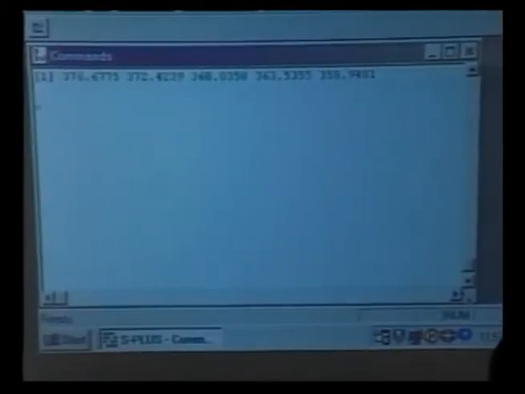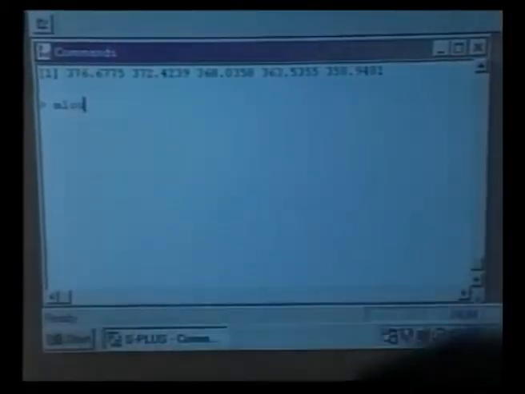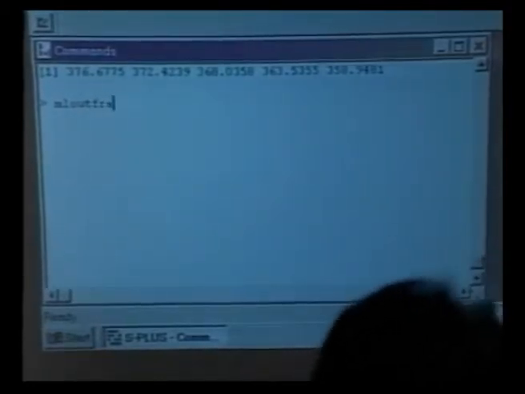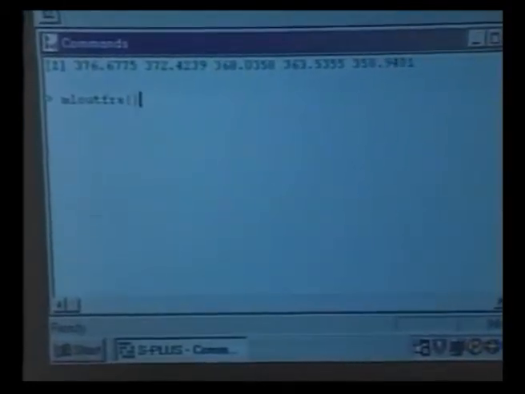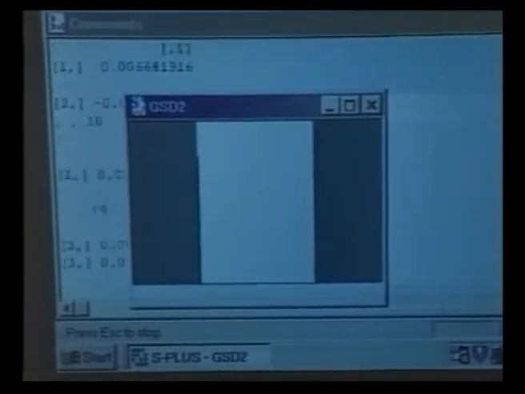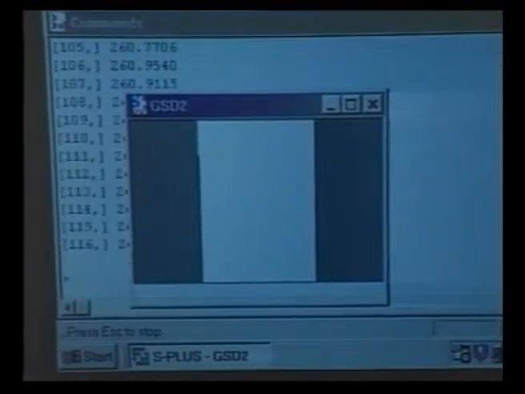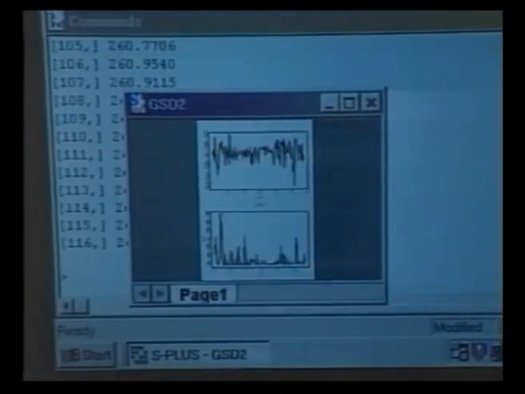Well, now I haven't tried this one, but let's see if this works. With their default data set, that should be the ML outlier fractional likelihood. All right, so it's easier if you know all this stuff, then it's easier to do.